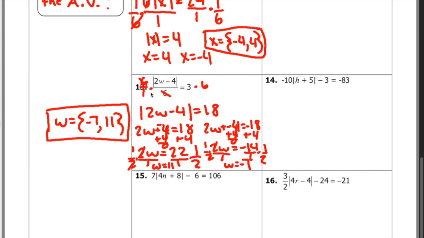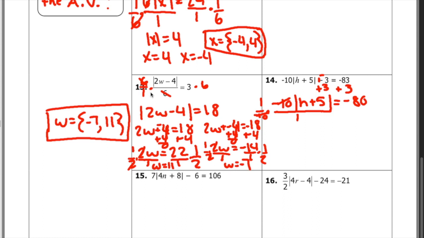So that means that I need to add this +3 to cancel out the -3 and add +3. This is now going to give me -10 times the absolute value of h plus 5 equals -80. Well, to get rid of something that's being multiplied, we have to multiply by the reciprocal. So I'm going to multiply by 1 over -10 to both sides. So I'm going to set this whole thing over 1, right, because it's a big grouping. Then I'm going to multiply by 1 over -10. The -10s are going to cross cancel.